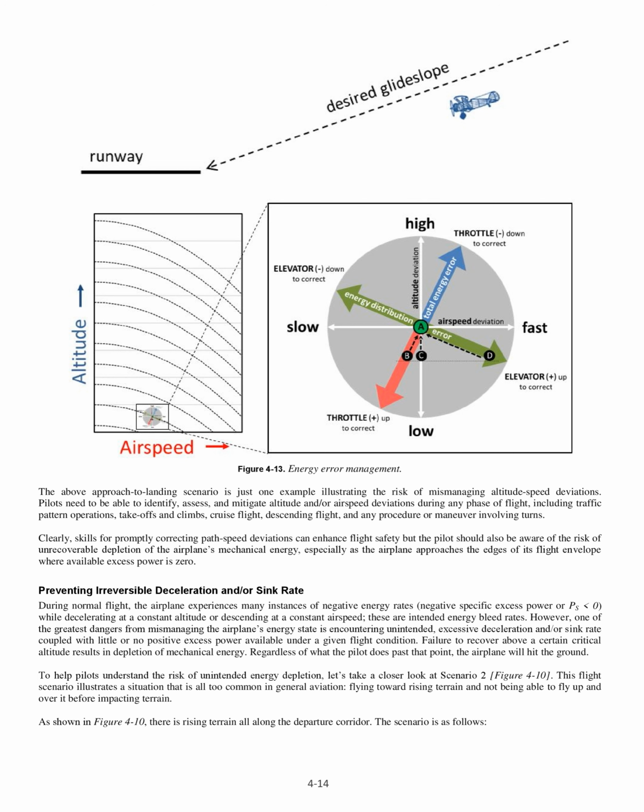To help pilots understand the risk of unintended energy depletion, let's take a closer look at Scenario 2. This flight scenario illustrates a situation that is all too common in general aviation: flying toward rising terrain and not being able to fly up and over it before impacting terrain. As shown in Figure 4.10, there is rising terrain all along the departure corridor. The scenario is as follows.